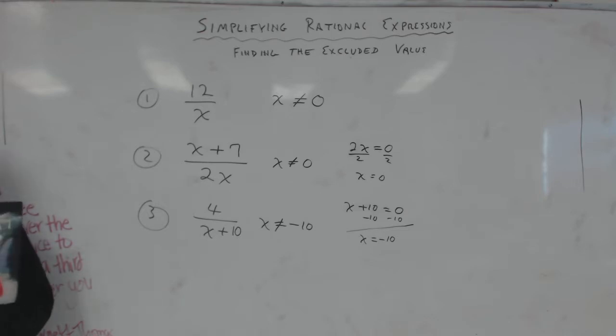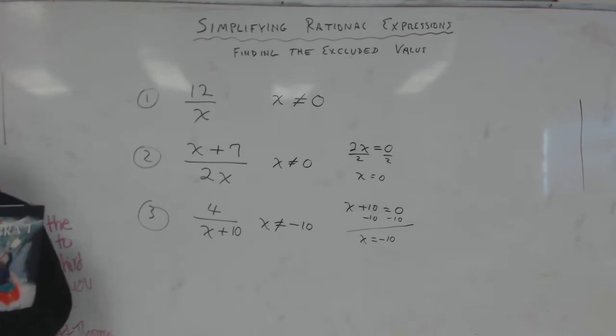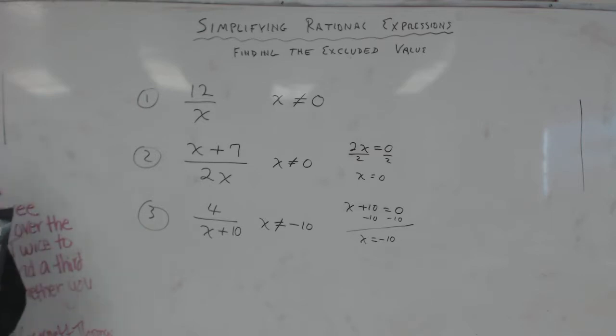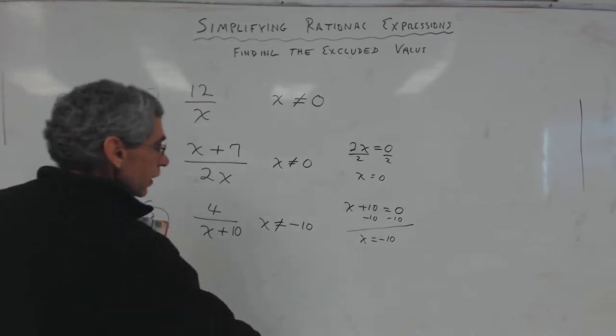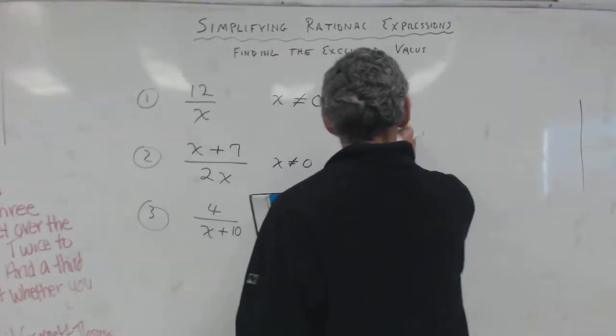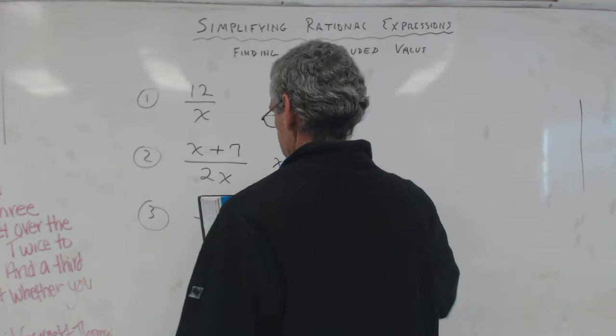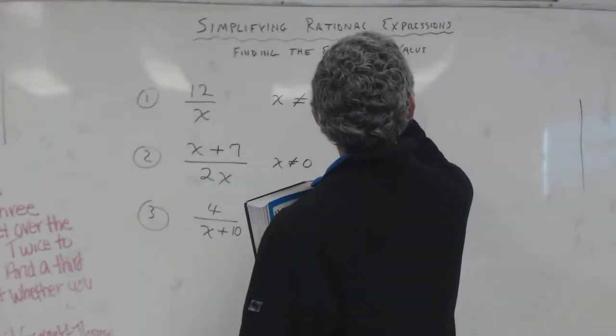Exactly. It's the same process that we used to find the zeros, right? It's just that now we're saying, oh, well, they can't be that, though. Those are the values that are excluded. Now, what if I gave you something like this? Okay, that was 3. Let's do 4.